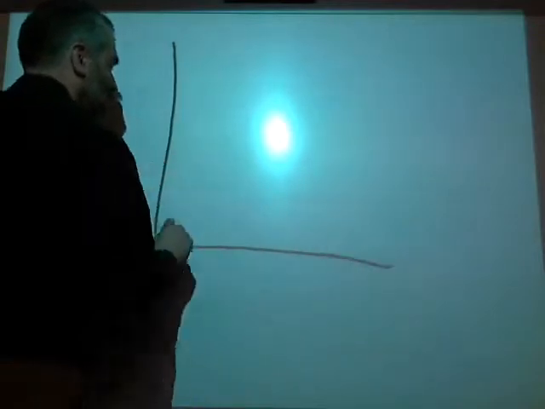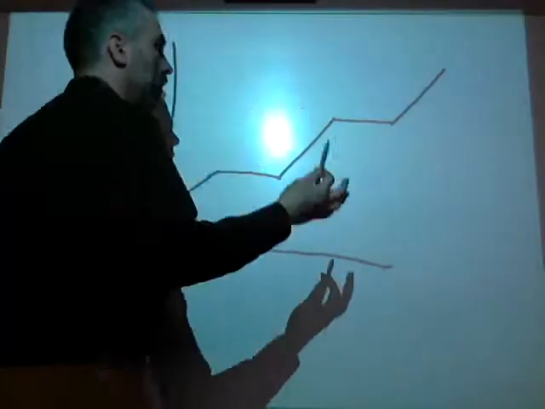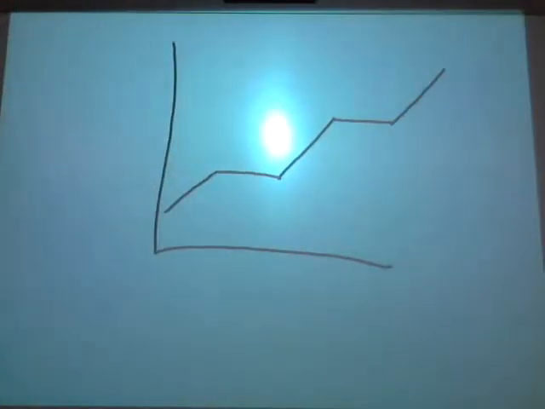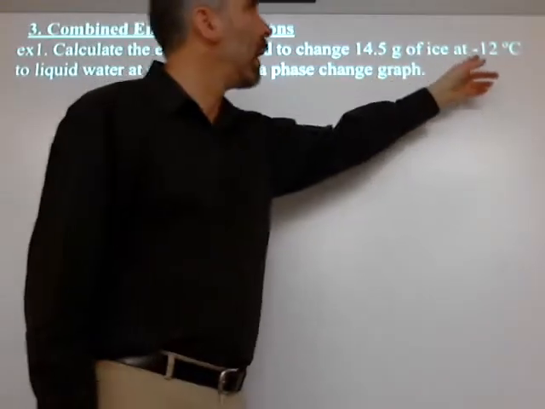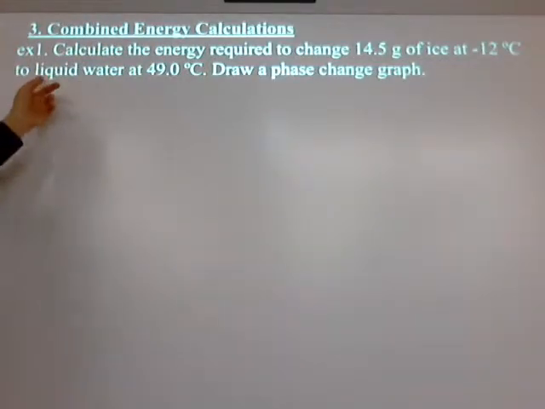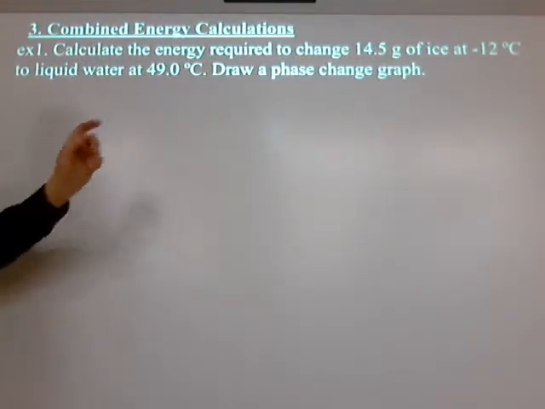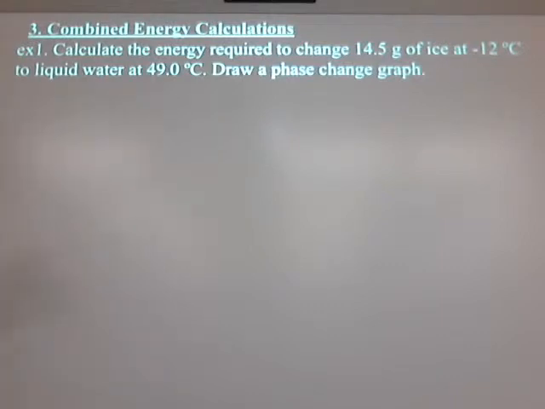Oh, I want a green one here. And they'll say, okay, I drew my phase change graph. But that's not what happened in this problem. Take a look at the problem again. It went from ice at -12 to liquid water at 49. What will the graph look like? I need you to draw a graph. Don't make it huge because you're going to be doing a lot of calculations underneath it.